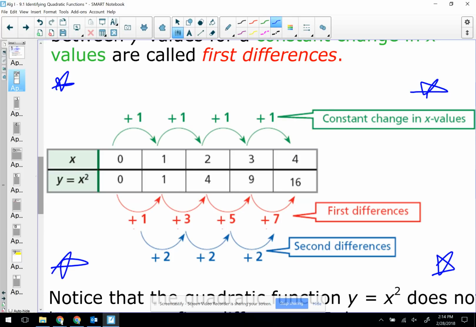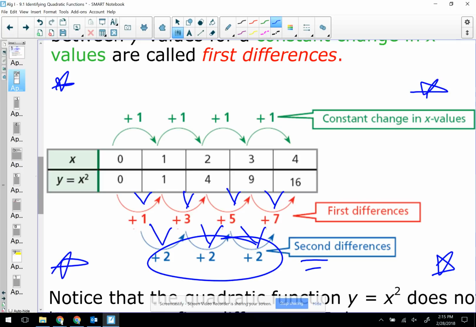Now, the second differences basically means that, take a look here. I have a change of 1, a change of 3, a change of 5, a change of 7. Now, if this were linear, those would all be constant, just like the x values, change 1, 1, 1, 1. But for a quadratic, look at the differences within the differences. It goes up 2, up 2, up 2. So notice that I have a constant, what's called second difference. That's what we're looking at there. If you see that, then it's quadratic.